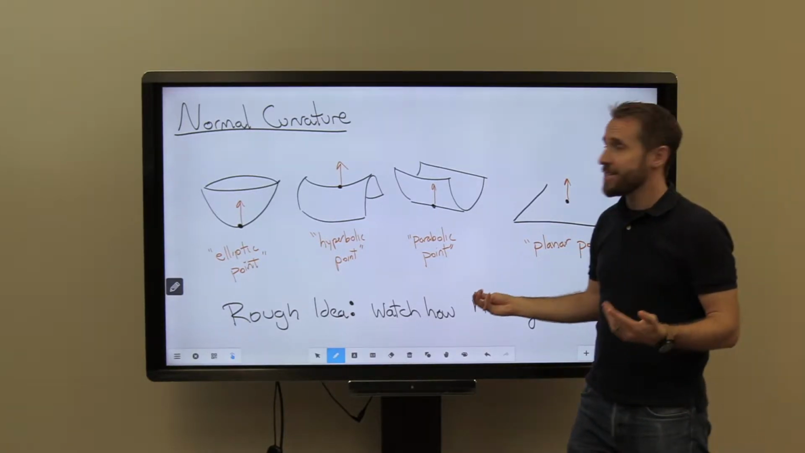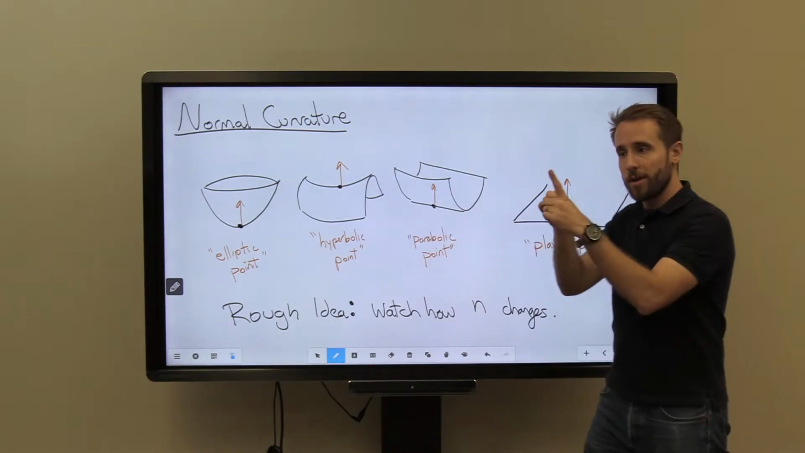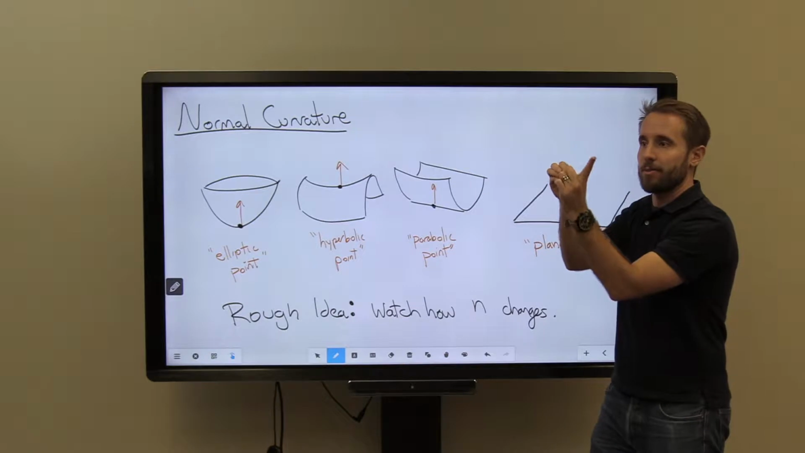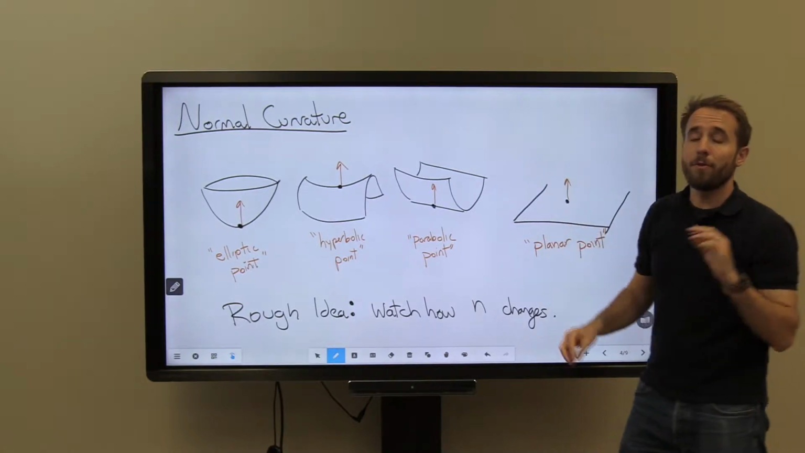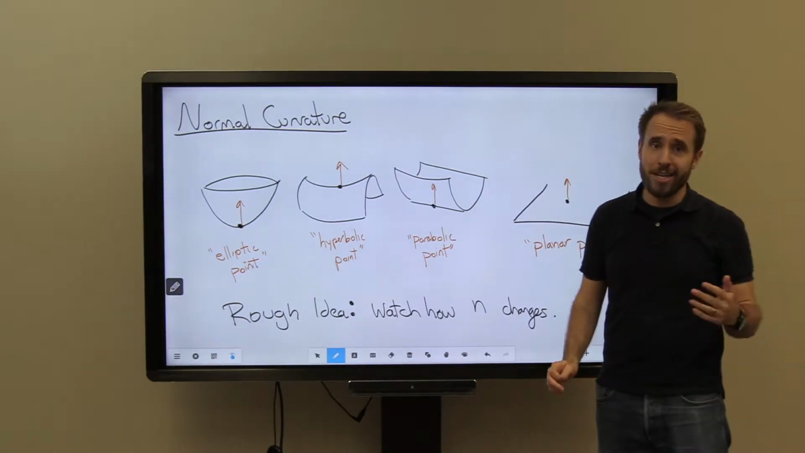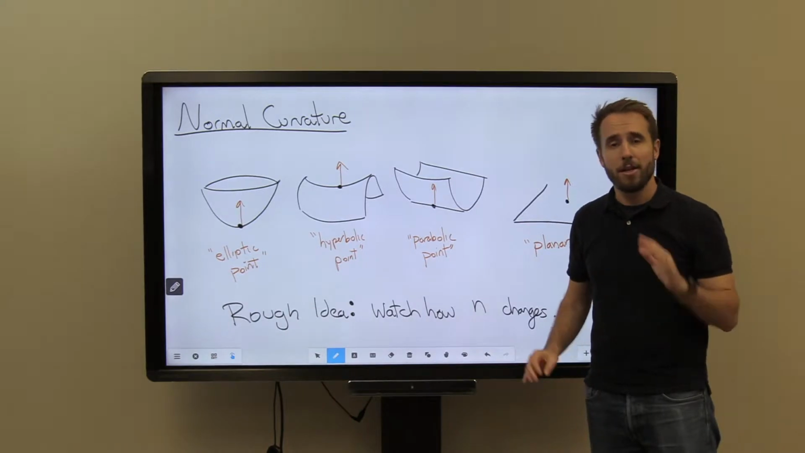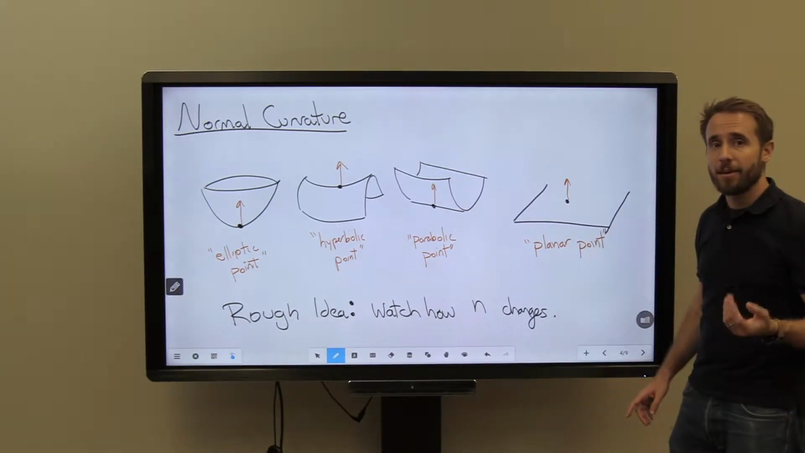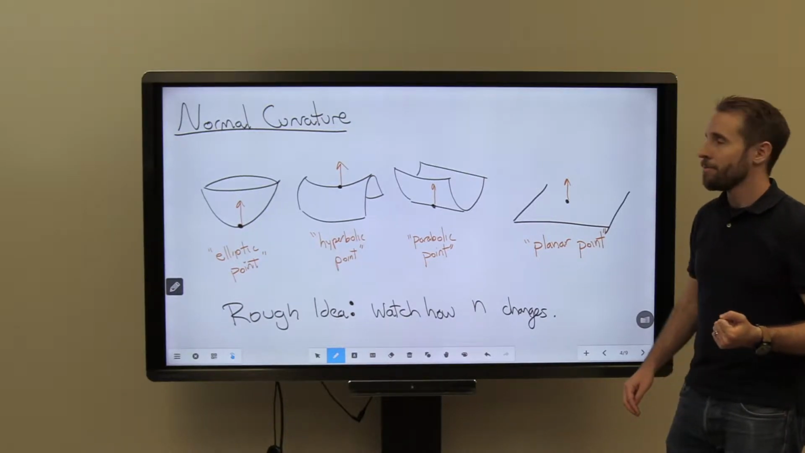Compare or contrast that to a hyperbolic point, where in certain directions my normal vector is moving this way, in other directions my normal vector is moving this way. So if we get a sense of how our normal vector changes as we move away from our point, we can get a sense of what our surface looks like. And that motivates this idea of normal curvature.